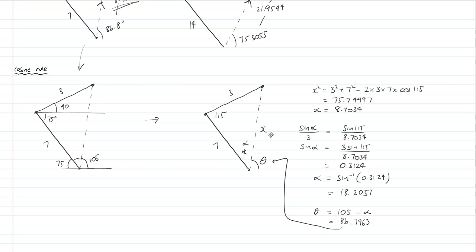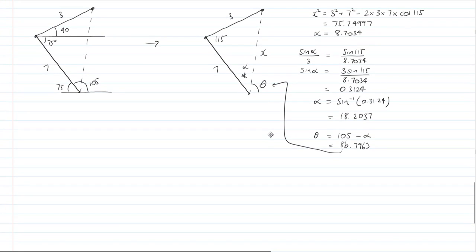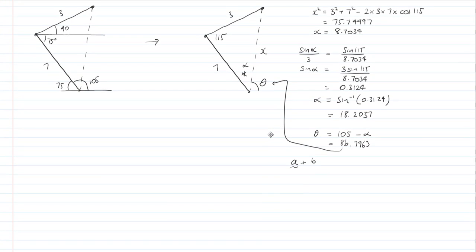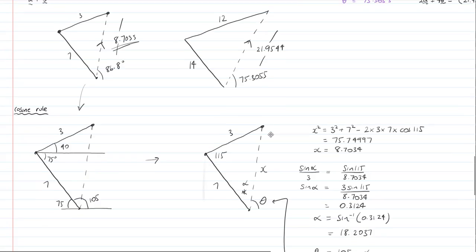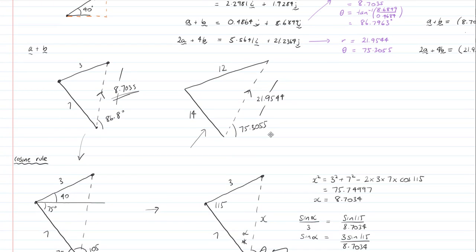I'm happy with that, and I've got it in polar form already, so I can write down A plus B is equal to 8.7034, 86.7963 degrees. So there we have two methods for finding the resultant of adding two vectors, or scalar multiplication and addition. Now the 2A and 4B just creates this triangle, but we do the same calculations within that triangle.